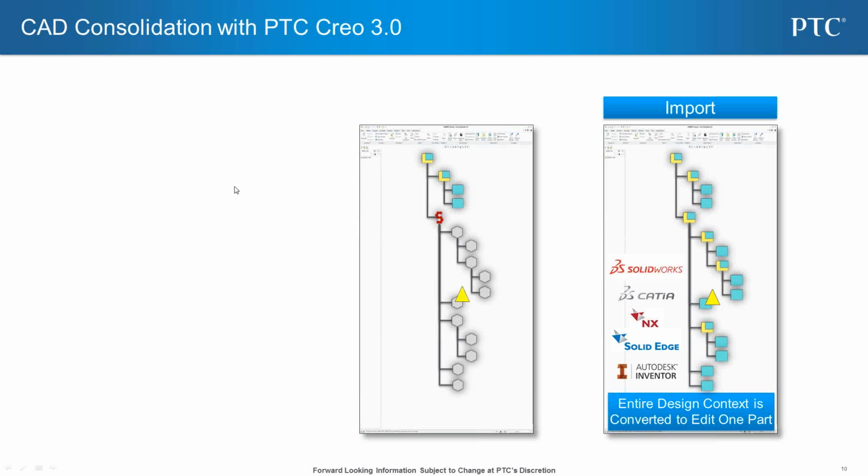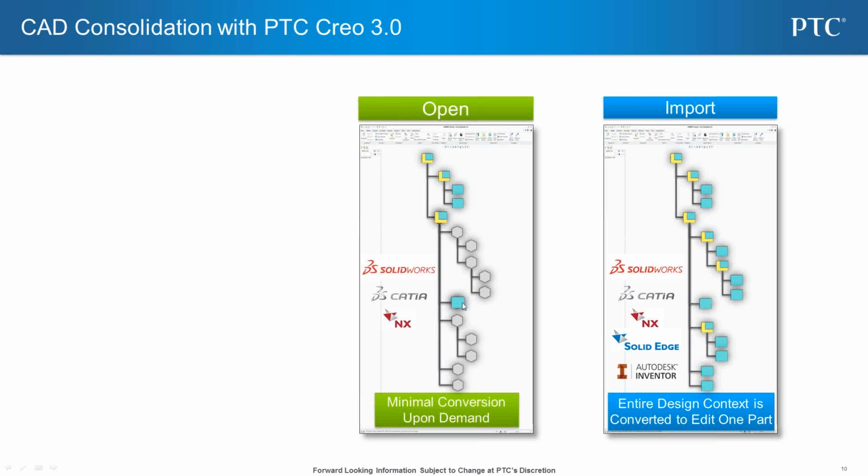Now if at any point in time I decide that I need to make a change to one of those parts, Creo will be smart enough to say, hang on a minute, this part is not a Creo part. I therefore need to convert that part to a Creo part to allow you to do that conversion. And if you agree to that and say yes, Creo will then convert that part as well as any additional parent subassemblies that part might exist in.